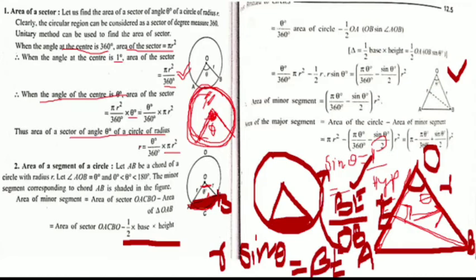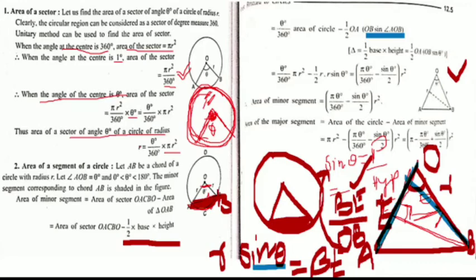So this I have written here, half base times height. The base is what? I have taken the base as O to A. This is the base, and the height is OB sin AOB. OB means the hypotenuse, and sin AOB is sin theta. Okay, so this is how we can find out the area of the minor segment.